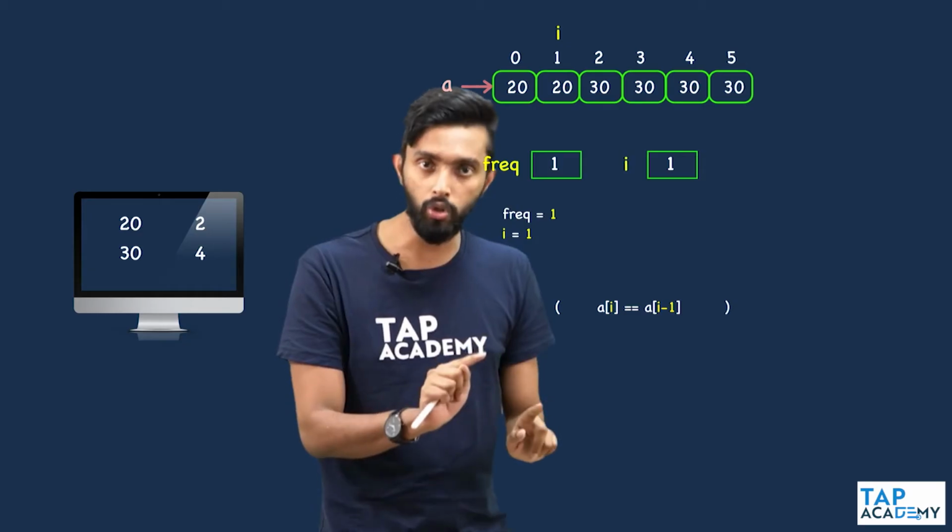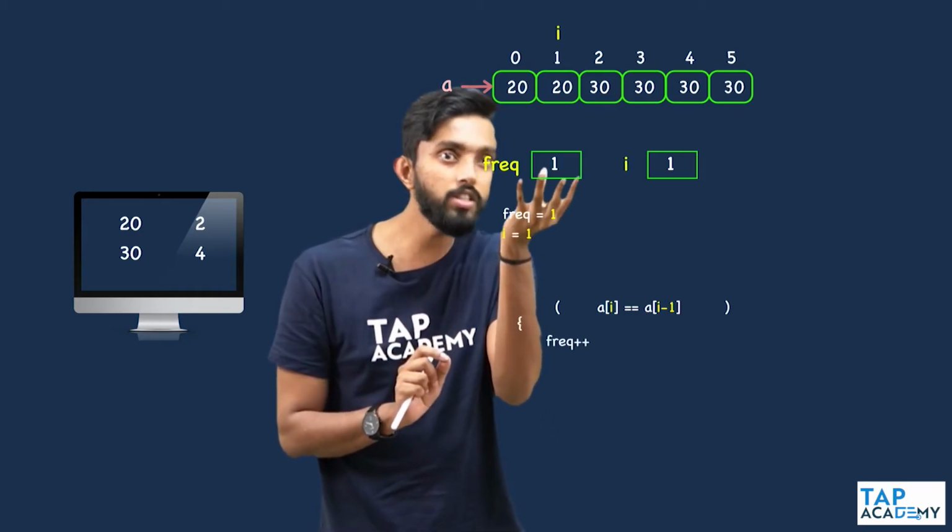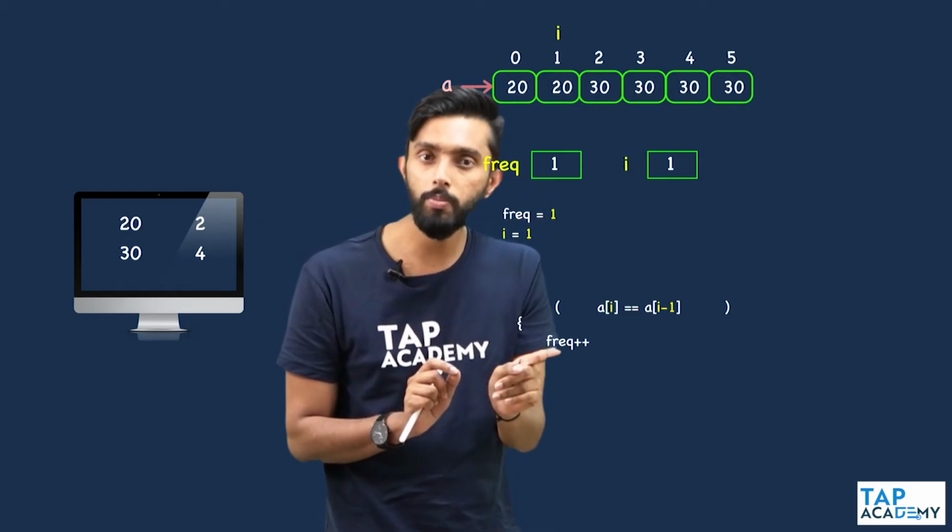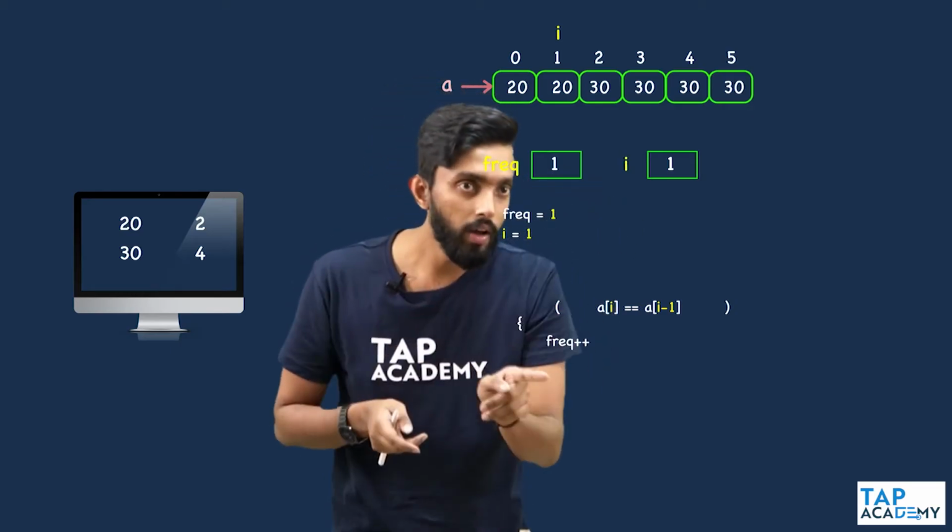If that condition was true, what did you do? You increased the frequency by 1. So, frequency plus plus. You moved I forward, I plus plus.